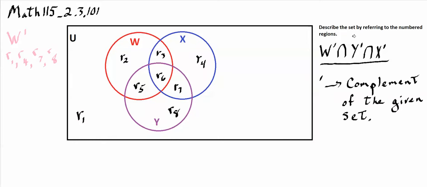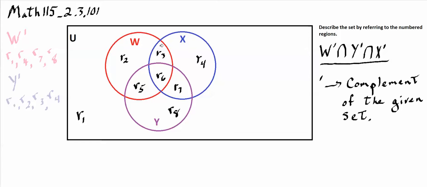Next we're going to look at Y complement. Y complement will be everything that's outside of the purple circle, which is Y. Y makes up the regions R sub 5, R sub 6, R sub 7, and R sub 8. So let us go ahead and illustrate what is in Y complement. And we'll see that Y complement will entail the regions R sub 1, R sub 2, R sub 3, and R sub 4.